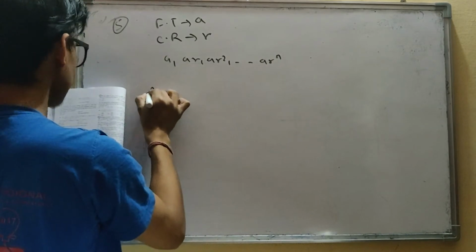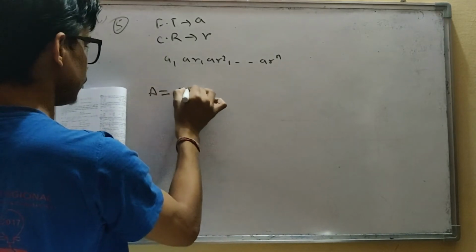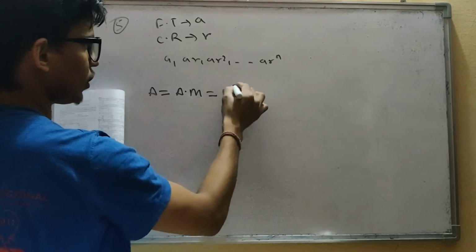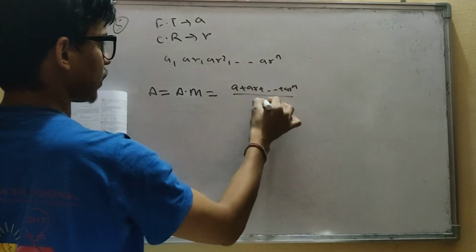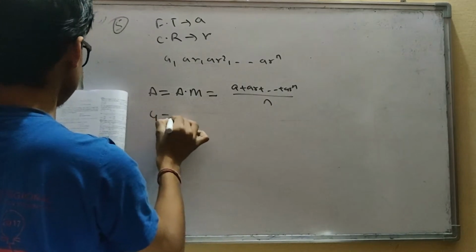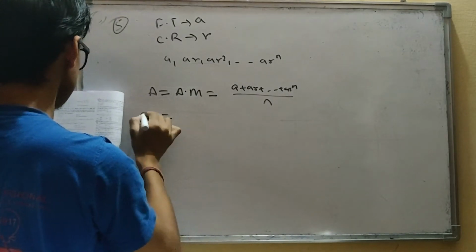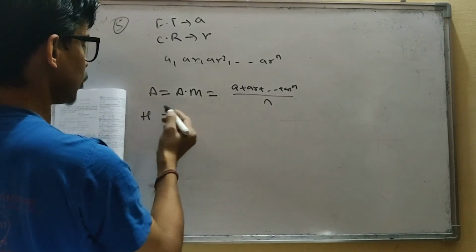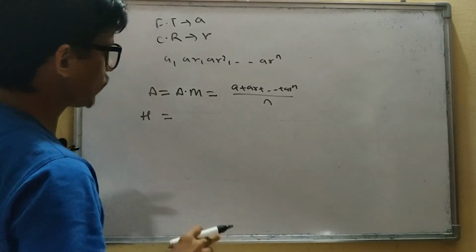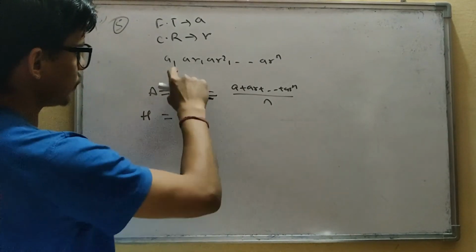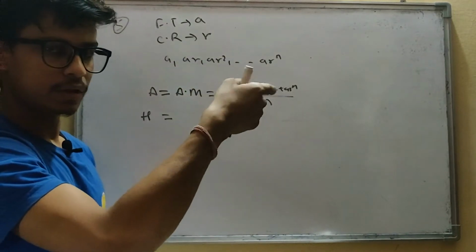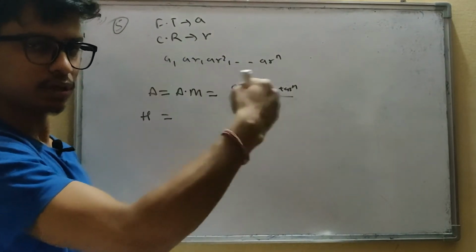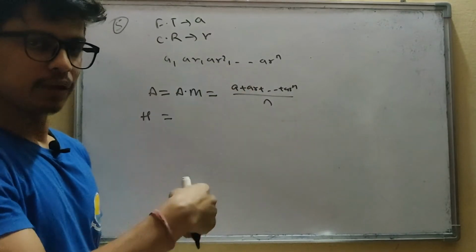And A is going to be the arithmetic mean, AM, and what is arithmetic mean? Sum of all terms divided by the total number of terms. And H is the harmonic mean. So for calculating harmonic mean, what you can do is you first take the reciprocal of the terms, so it will become an AP kind of, right? And then sum them and divide by n.